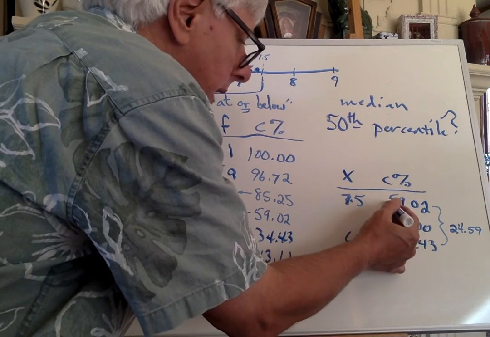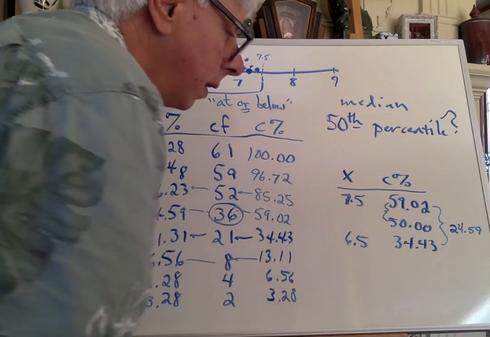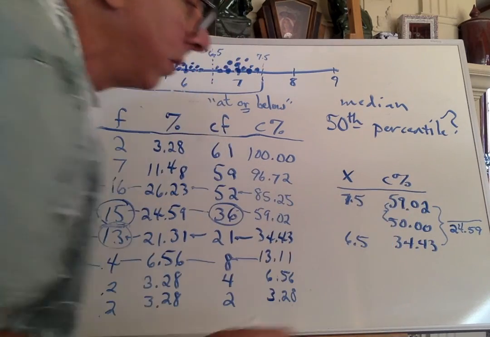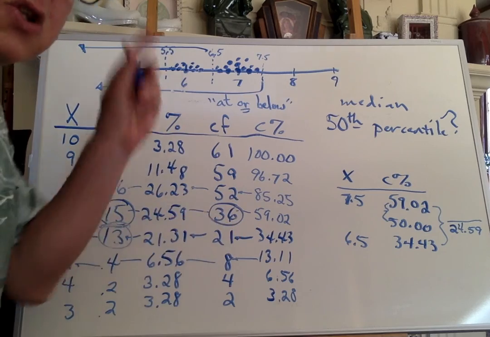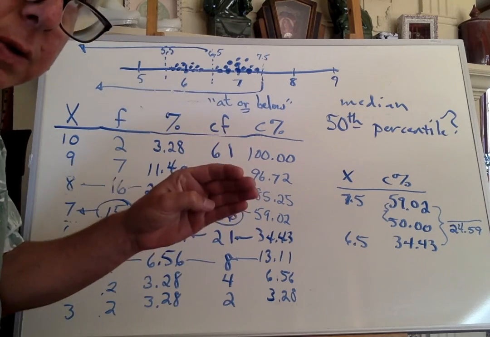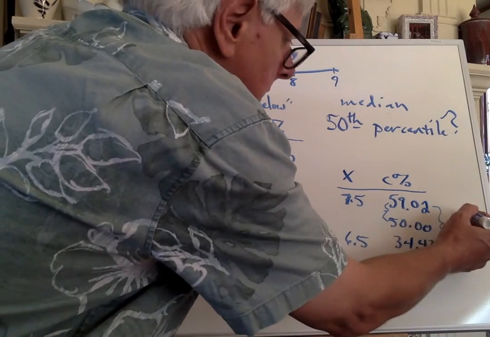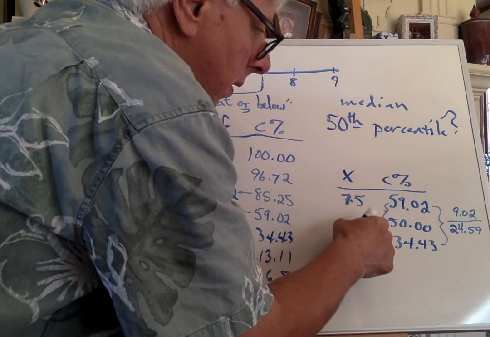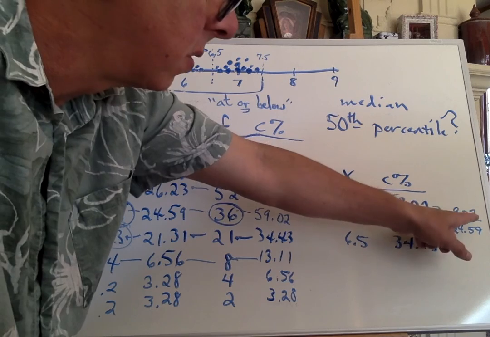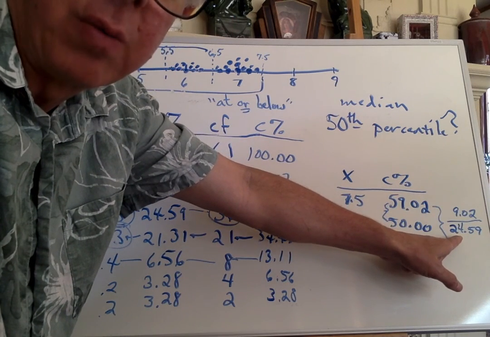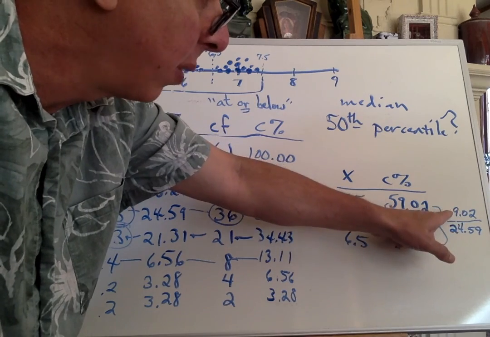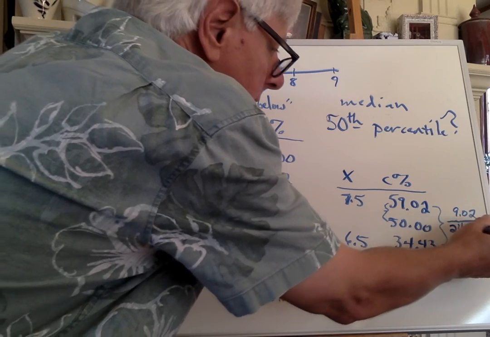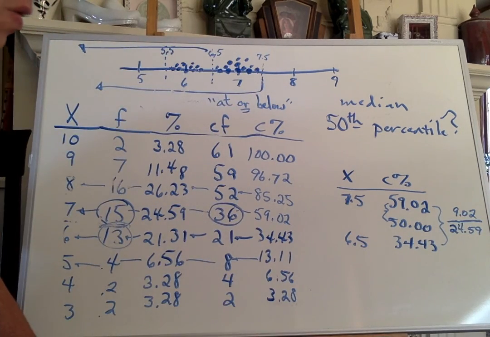Then I'm going to get this fraction here. That is, how far down in this interval? How far down did we go? And we're going to go down because it's cumulative, at or below. So it's 9.02, this difference. I went 9.02 out of 24.59. Remember the out of? We talked about that before. That's what division is. 9.02 out of 24.59.